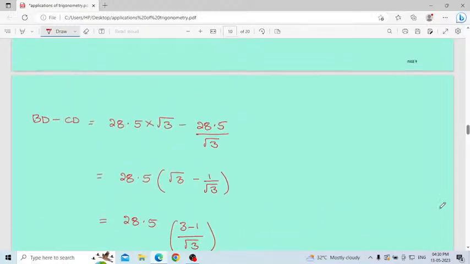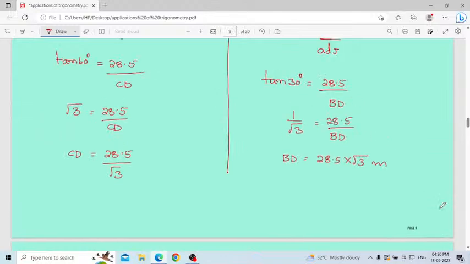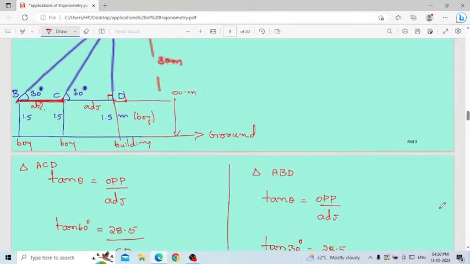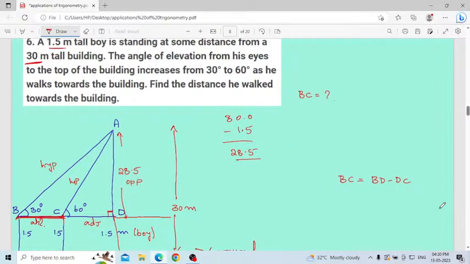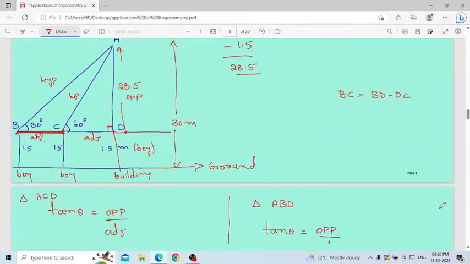How much distance he walked? BC is equal to 19 root 3. Therefore, this value BC is 19 root 3. Very interesting and also simple problem. If you know the method, you can easily solve it.